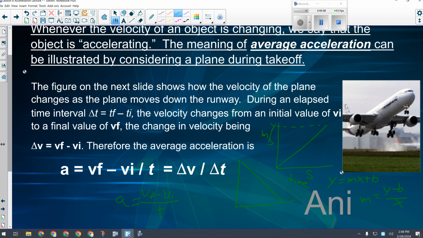And that gives us the proper units for acceleration, because on the top of this equation, I would have meters per second, and I would be dividing by seconds. Meters per second tells me how much faster I'm going every second. We usually just say meters per second squared. Everyone all right with that? Is that ringing a bell from last year? I hope so.